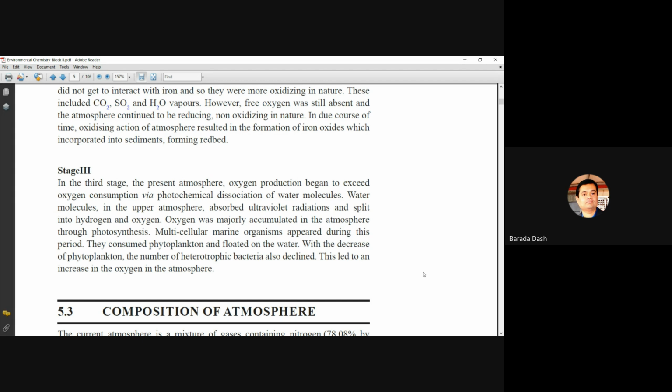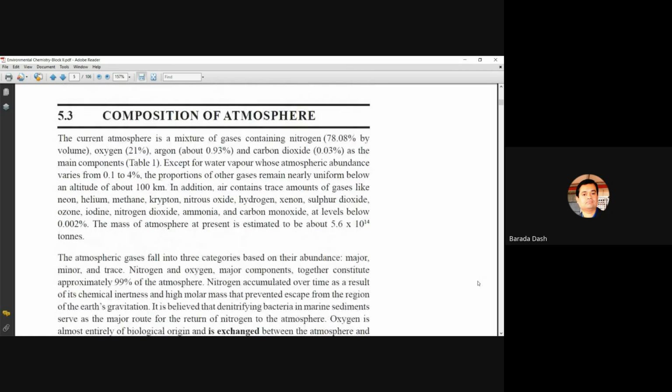Multicellular marine organisms appeared during this period. Then they consumed phytoplankton that floated on the water. With the decrease of phytoplankton, the number of heterotrophic bacteria also declined. So this led to an increase in oxygen in the atmosphere. So then what is the composition? The third stage is the formation of our present atmosphere, where we have oxygen, and gradually life started to begin.